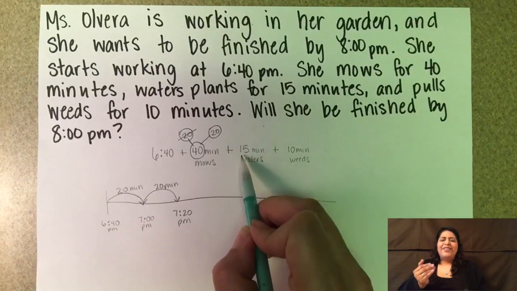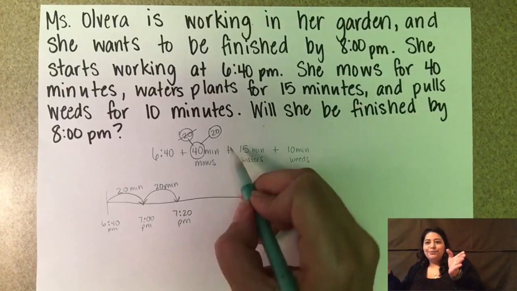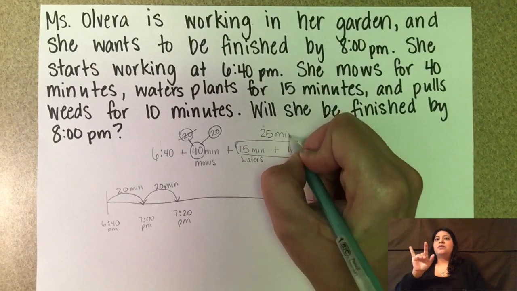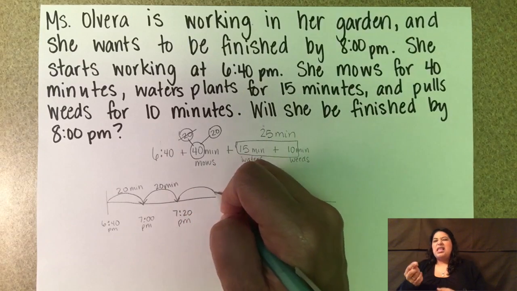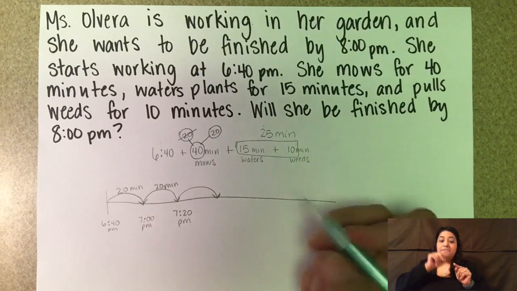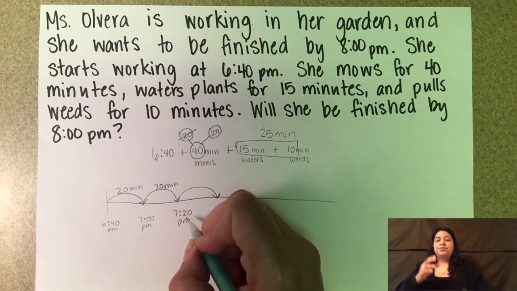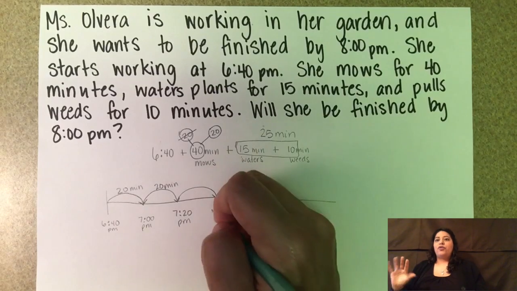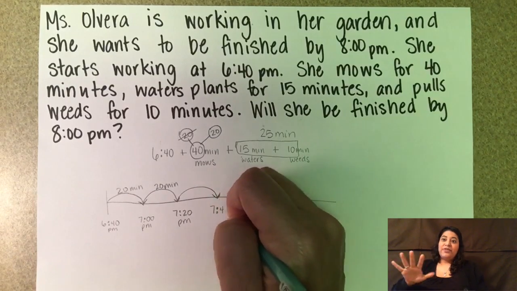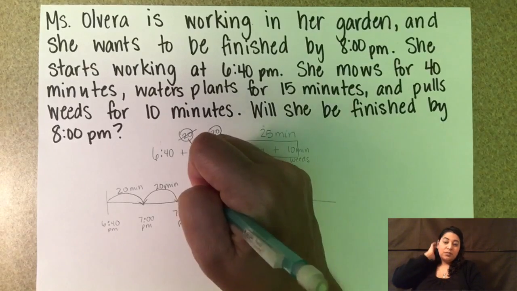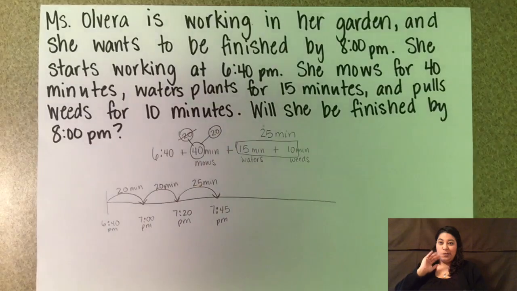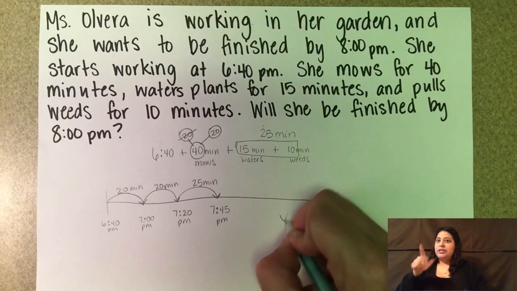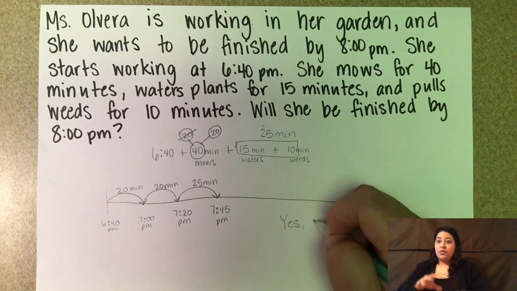Okay? Now, I could add 15, I could add 10, or I could go ahead and put those two together and say this is 25 minutes total. So that's going to be a little bit bigger than my 20-minute. So I know, using my mental math strategies, if I add up 20 plus 25, that's going to be 45. So 7:45 p.m. is what time Miss Olvera will finish. So will she be finished by 8 p.m.? Yes, she will be finished by 8 p.m.